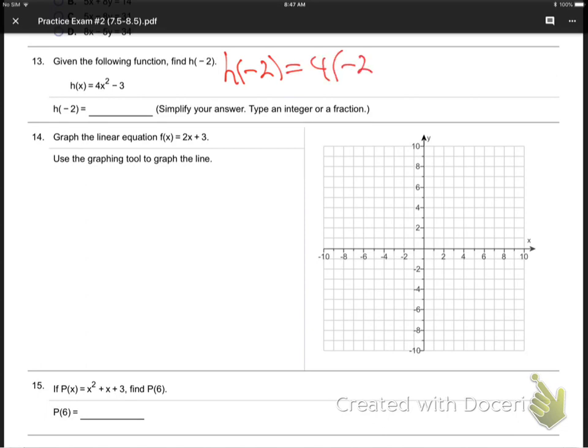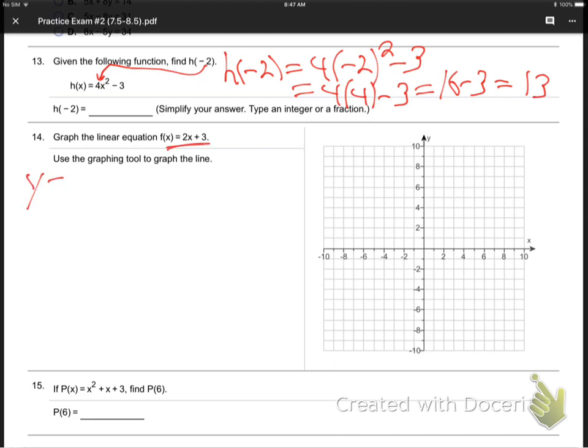H of -2 just means plug -2 in right there for x and work it out. So what is that? 4 times 4 minus 3. 16 minus 3, 13. H of -2 is 13. That was easy. Next one wants me to graph this. This is y equals 2x plus 3. How do we graph that? Well, you start with this point up 3 in the center. So go up 1, 2, 3.